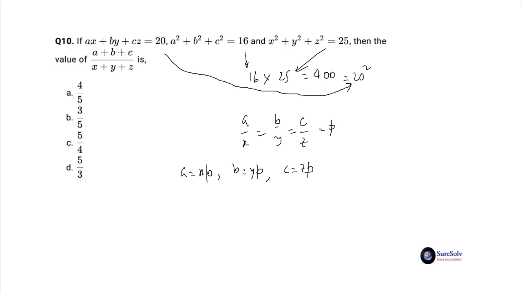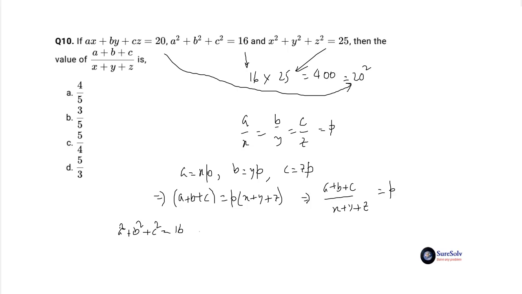Adding the three equations, A plus B plus C equal to P multiplied by X plus Y plus Z. Or A plus B plus C divided by X plus Y plus Z equal to P. Substituting values of A, B and C into the first equation now, A square plus B square plus C square equal to 16, or P square multiplied by X square plus Y square plus Z square equal to 16, or P equal to 4 by 5 equal to A plus B plus C divided by X plus Y plus Z. Answer is option A, 4 by 5.